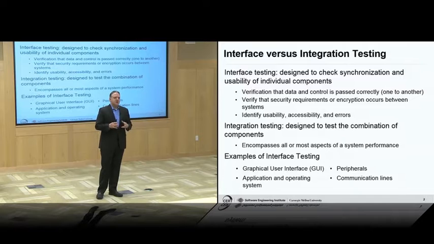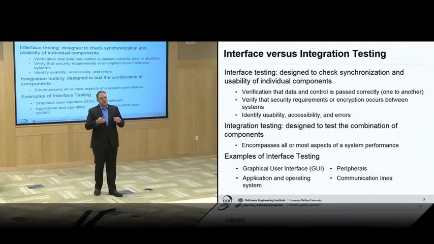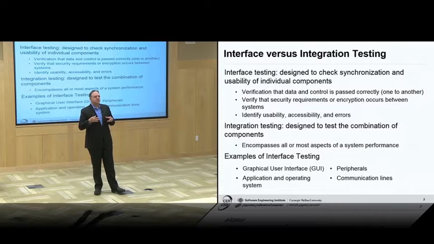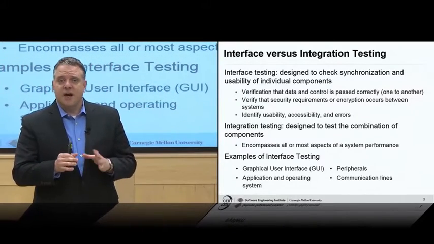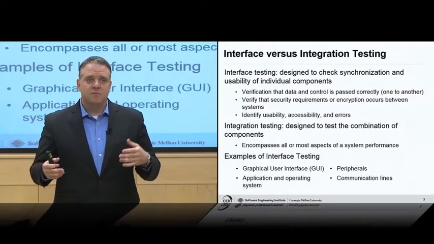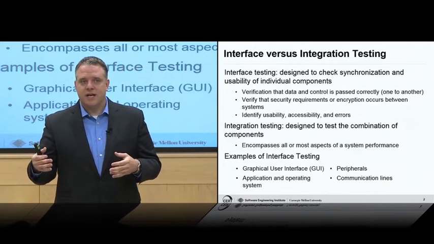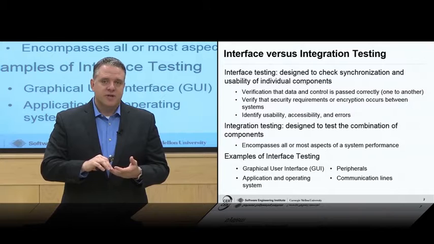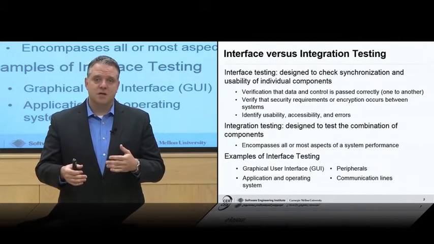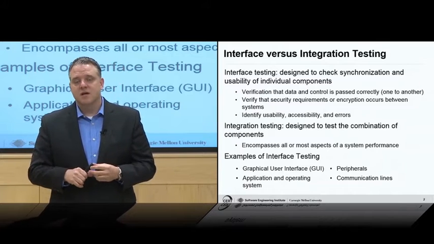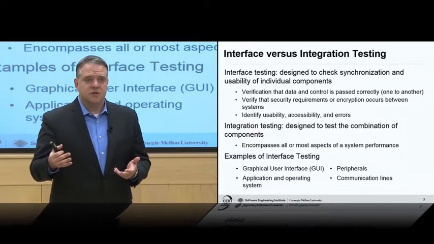Interface testing is designed to check the usability of individual components within an application. For example, you want to verify that data is passing correctly from one control to another in an application. You want to make sure that security requirements are being met. Things like encryption are actually being done in between pieces and parts of the system or application that you're testing.